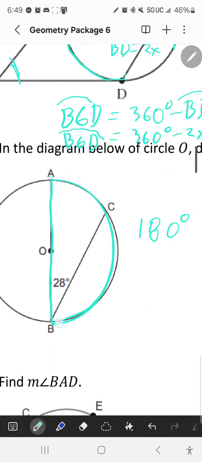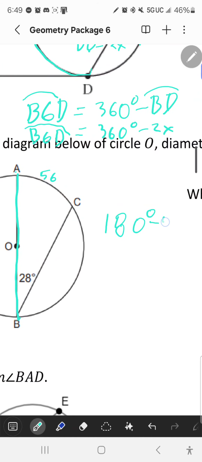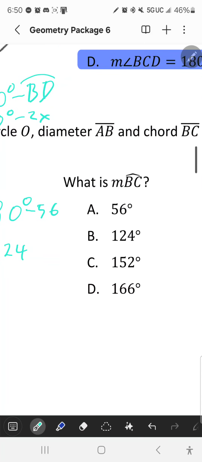Now we want to know this side, BC, but we cannot know it directly, but we can know AC. We know that the angle is half of AC, so AC is double 28, which is 56, since 28 times 2 is 56. So BC will be 180, which is the whole thing right here, minus 56, which is 124. And this right here is an answer. That's basically how you do it.